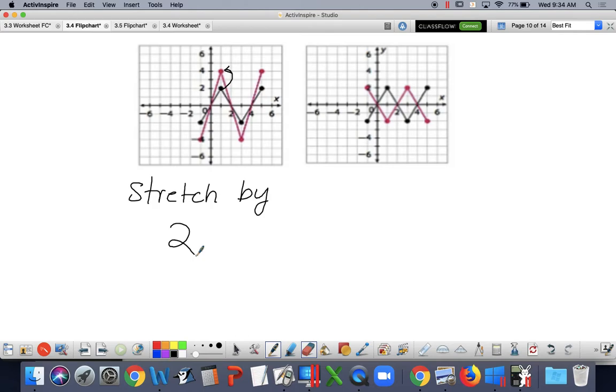All right, how about this last one? I went from the black to the pink. I flipped it. So I'm going to use my fancy term for that, reflect. And we are only going to cover reflections in the x-axis. If you want more, take pre-calculus next year. You do more in pre-calc. Haley says yes.